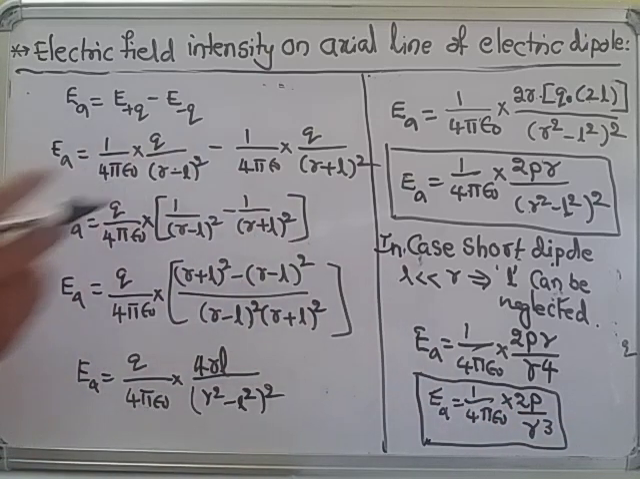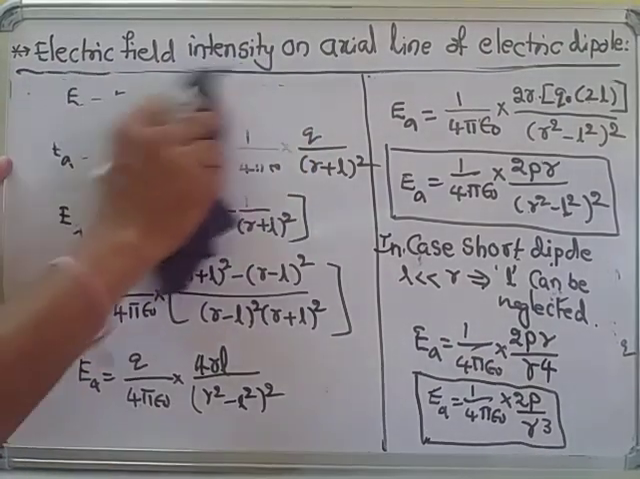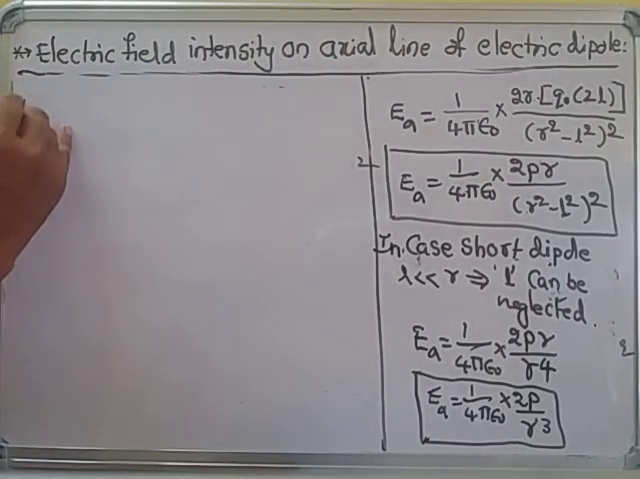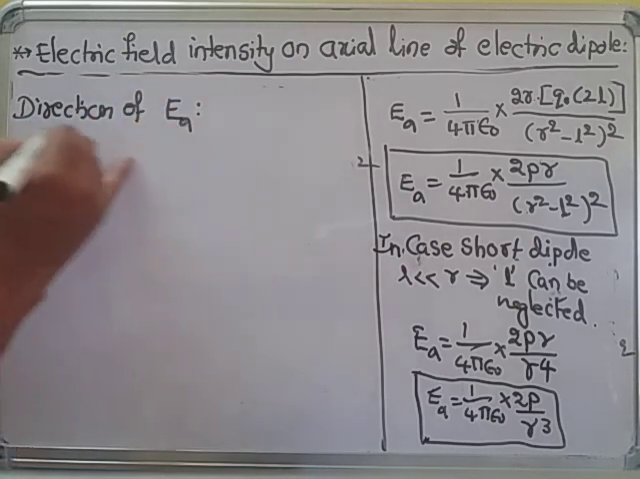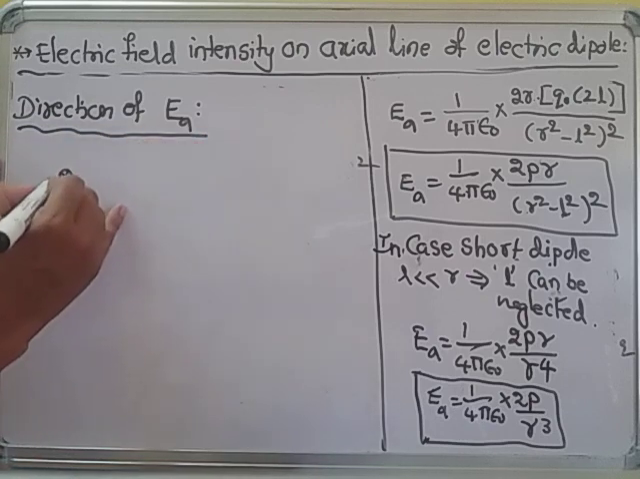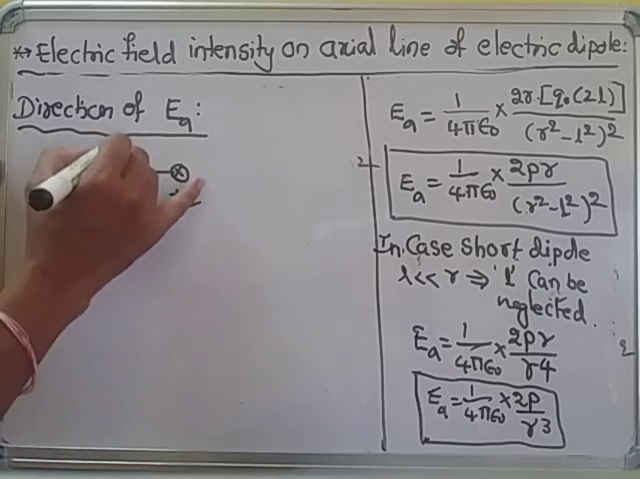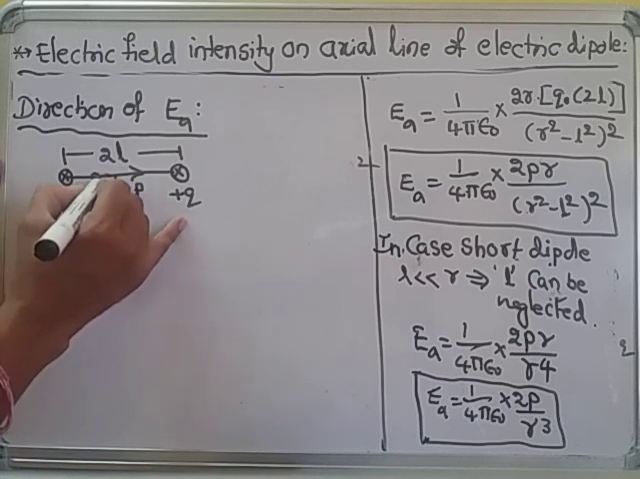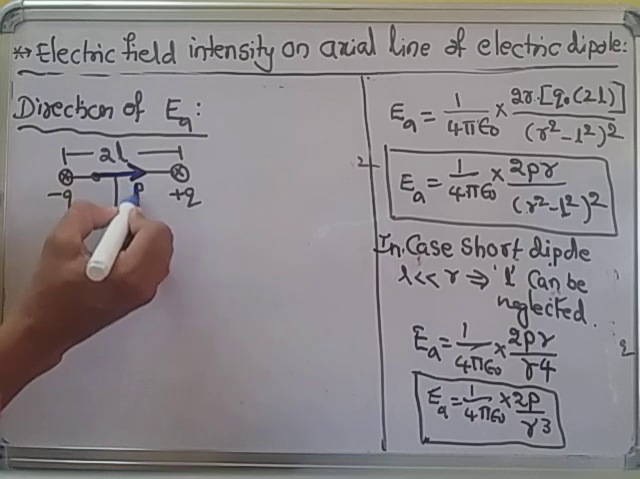I want the direction of the electric field intensity on the axial line. This is for a short dipole, this is for any other dipole. I want the direction of the electric field intensity on the axial line of an electric dipole. If you want to find out the direction of EA, what is EA? Electric field intensity on the axial line. This is minus q charge, and this is plus q charge, and this is the dipole length, and the dipole moment is from minus q to plus q. The dipole moment direction is from minus q to plus q.